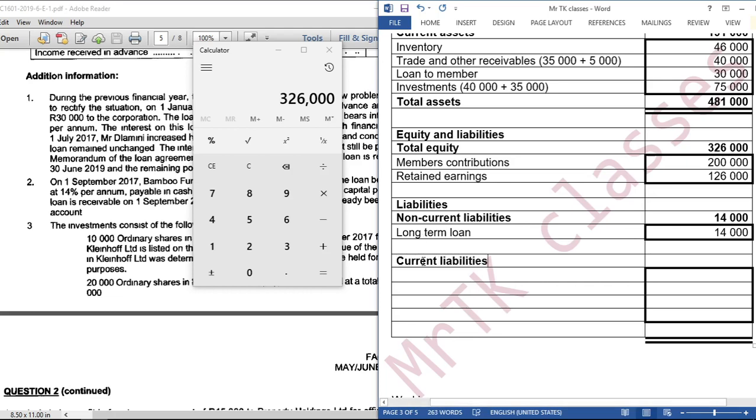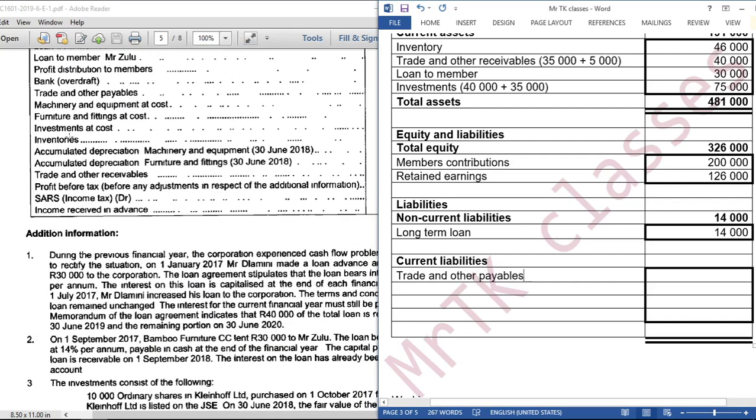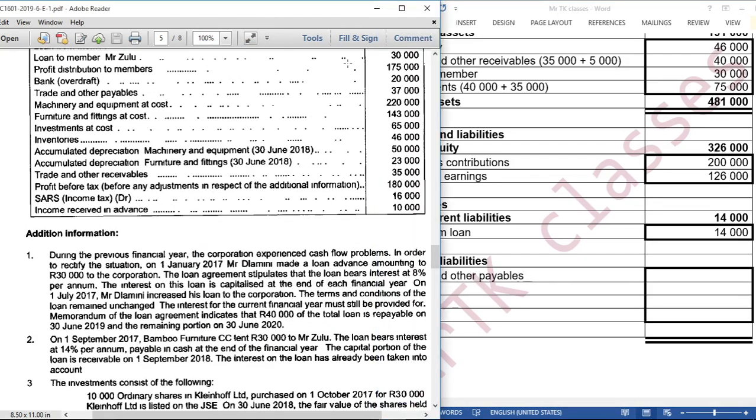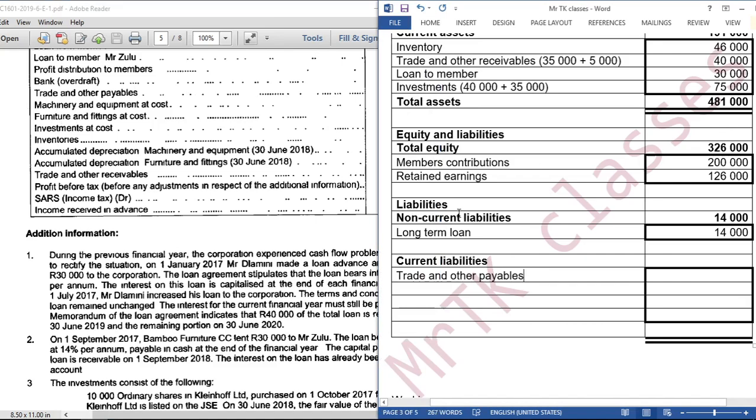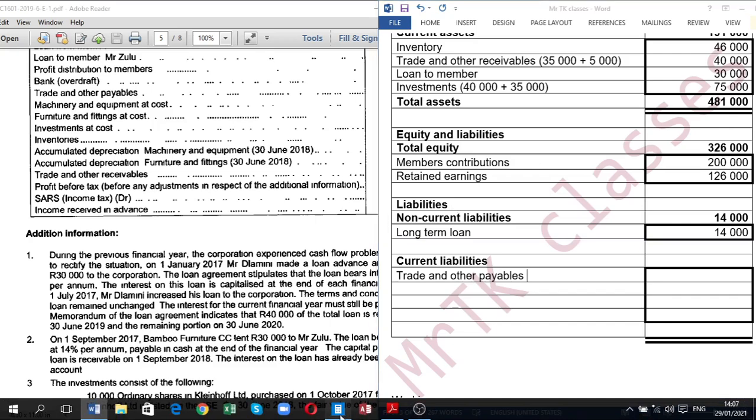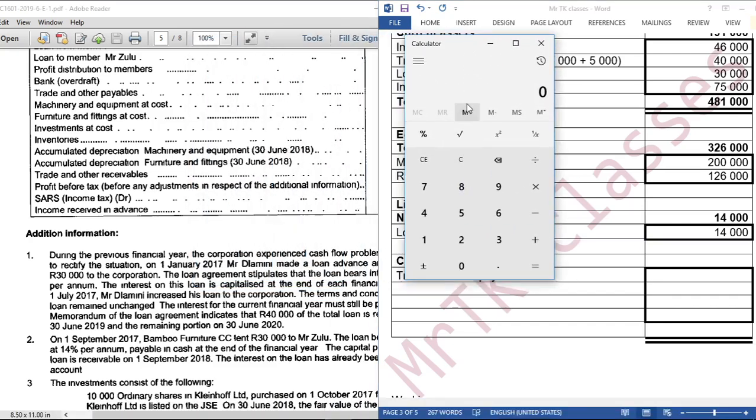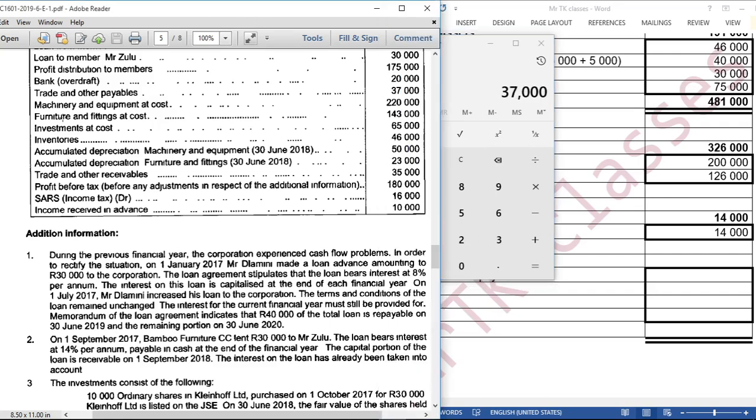Under current liabilities, we have trade and other payables. This is the amount, 37,000. Let us see if we are going to adjust this 37,000. Let me put it on our calculator: 37,000.